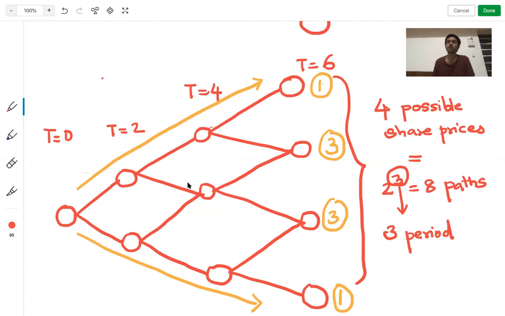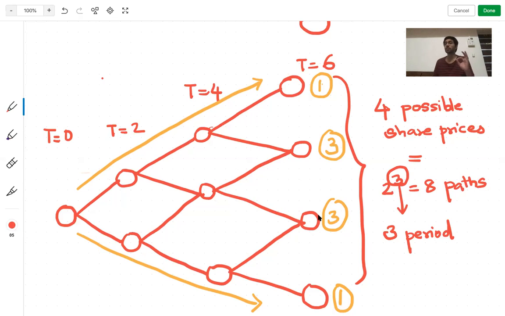The third possible path will be it falls first and then rises from t equal to 2 to t equal to 4, and again from t equal to 4 to t equal to 6. Okay, so there are three possible paths to reach this particular share price. So although the share price is 1, the means to arrive at that share price are actually 3. Similarly, you can also see that there are going to be 3 paths for this particular node as well.